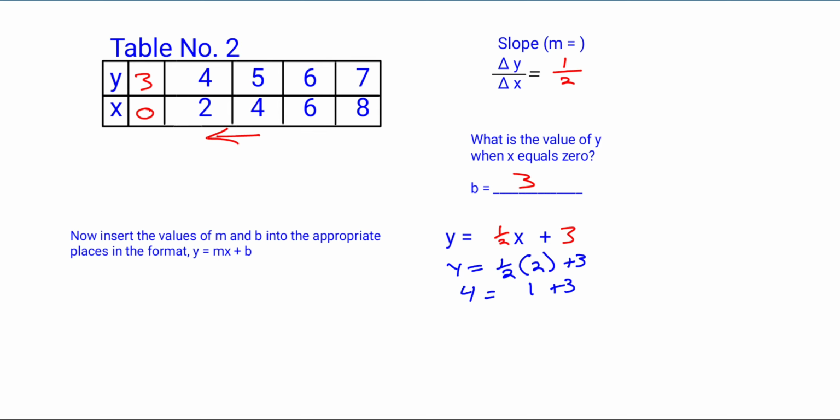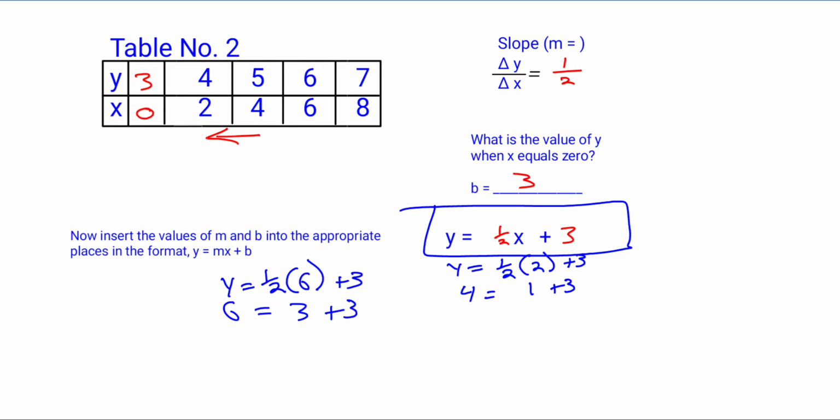So let's do one more. How about 6 and 6? That looks nice. Let's try that one. So let's say y equals 1/2 times 6. Add 3, that's my b value, or y-intercept. Half of 6 is 3. Add 3. That's coincidence. And 3 plus 3 is 6. So that did work out. So we're doing good. So our equation, y equals 1/2 x plus 3, is correct.